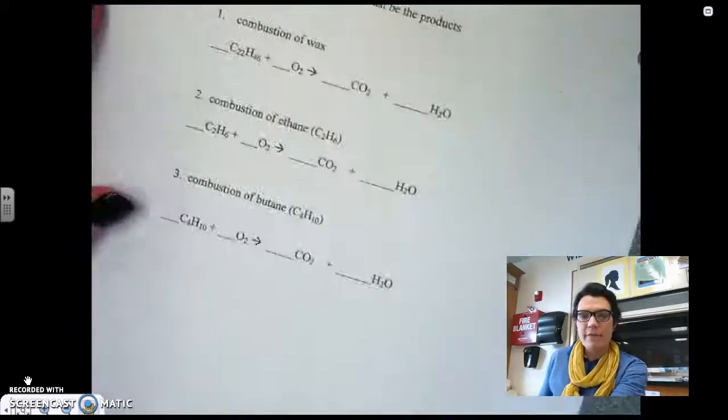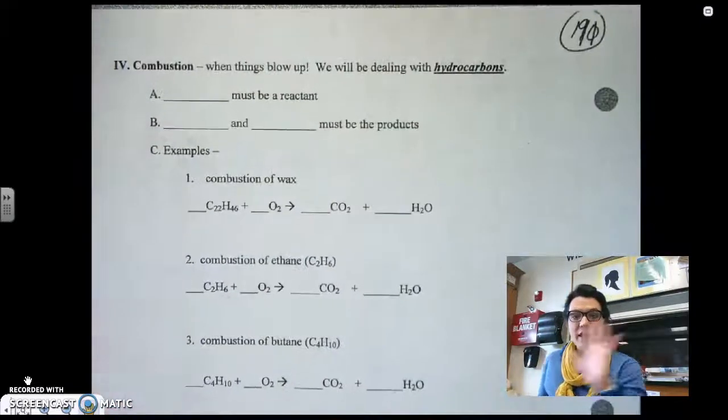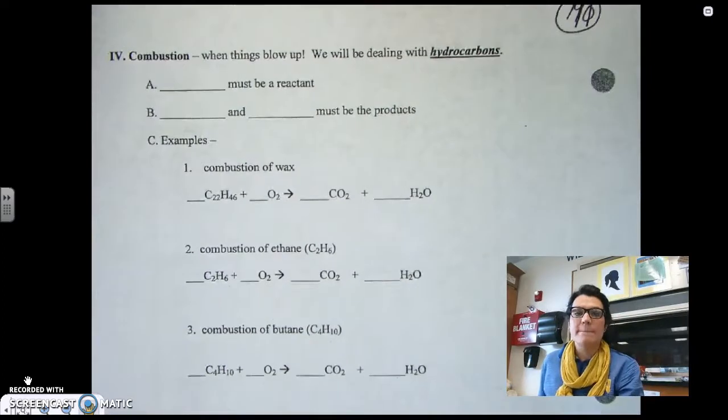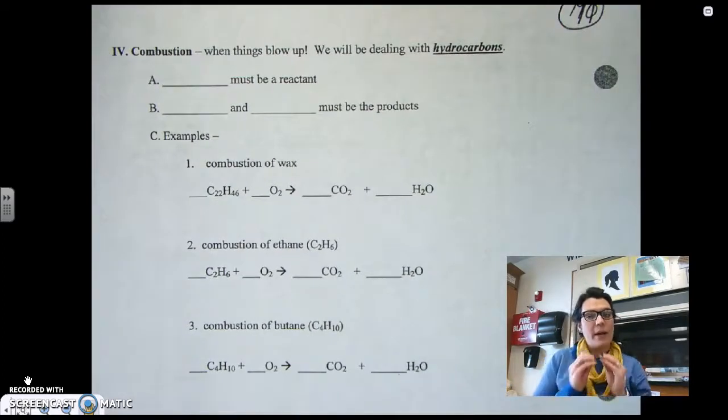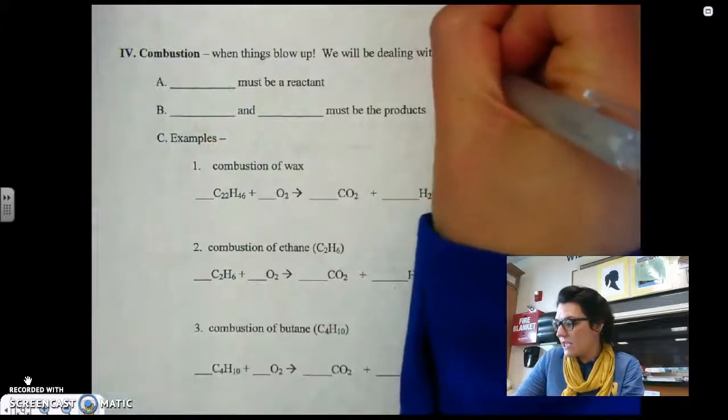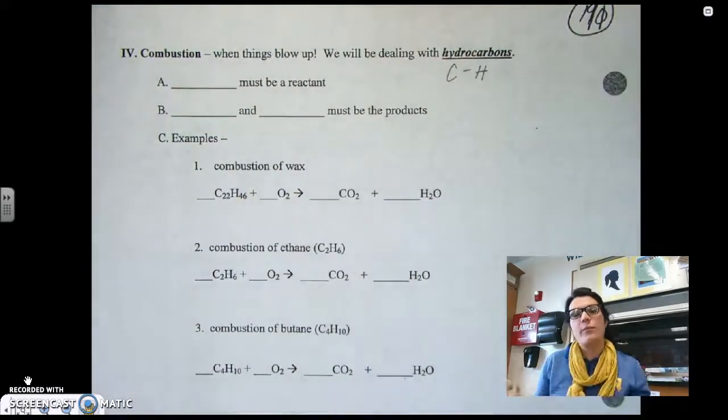And then our last type of chemical reaction, which makes our 5th chemical reaction, is a combustion reaction. Okay, and a combustion reaction, this is when things explode or blow up. And these deal with hydrocarbons, which means we have C and H, and this time we'll just have multiple of these.